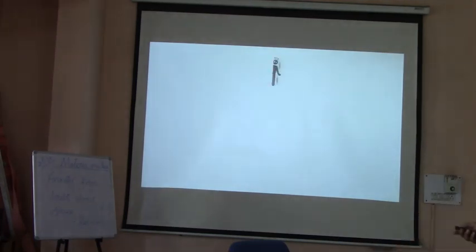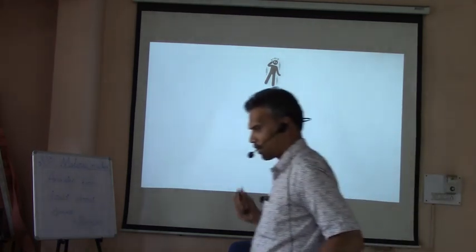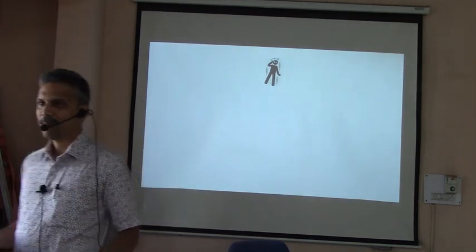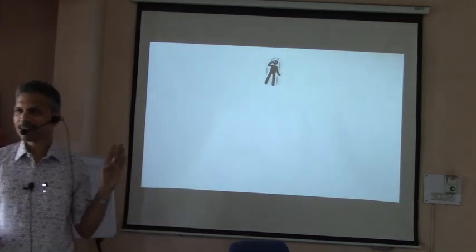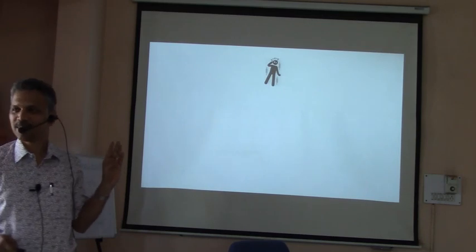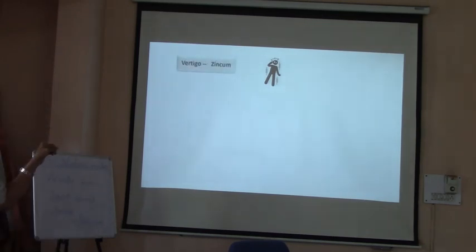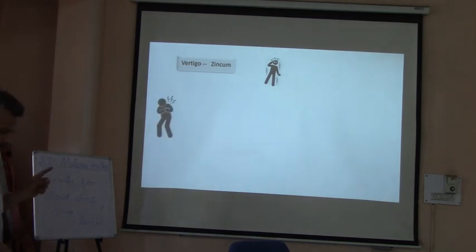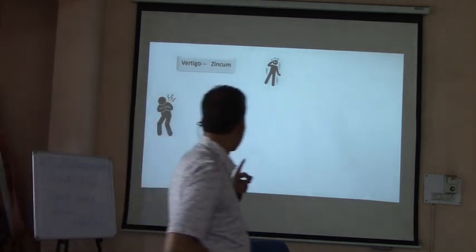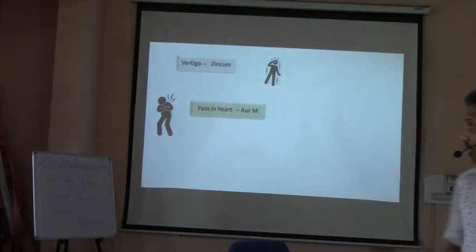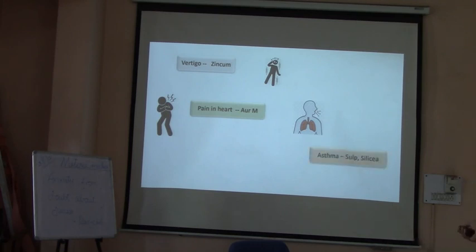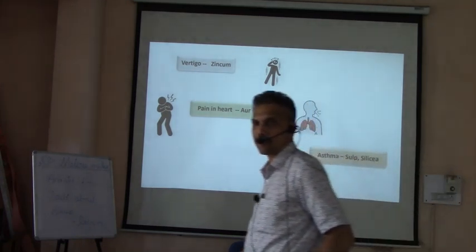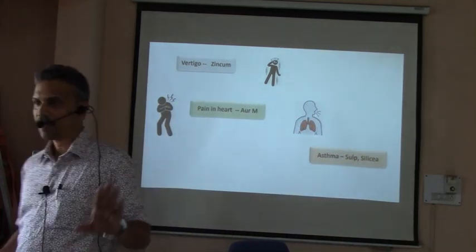Going ahead, we have giddiness, vertigo. Your suppressed remedy, the last remedy of our materia medica, zinc. Zinc has vertigo after suppressed foot sweat. And you also have pain in heart. We discussed this. Ailment, Baryta, and pain in heart. And asthma. Asthma after suppressed foot sweat, you have two remedies, sulphur and Silicea.